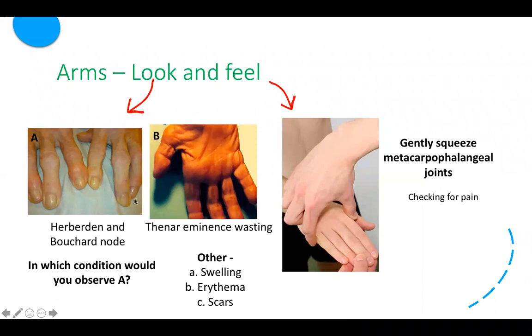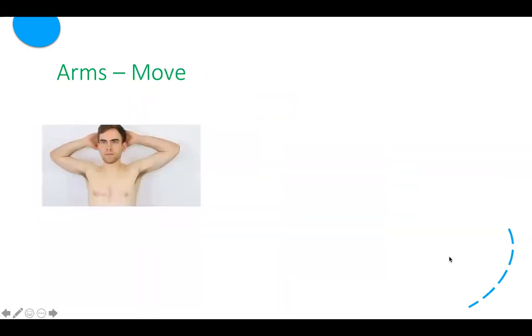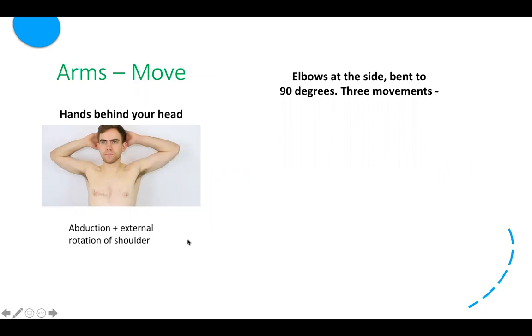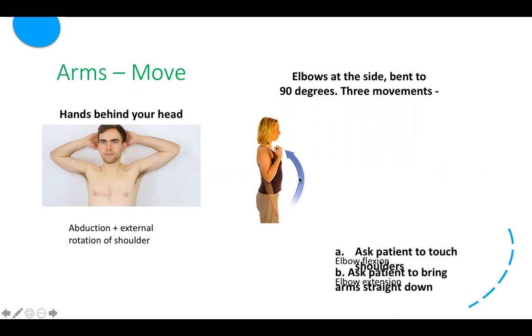And in the second picture, this appearance is also sometimes referred to as an A-band, and that might make it easier to remember it. Okay, moving on to movements. The first thing you ask the patient to do is, can you please place your hands behind your head? And with this, you're trying to assess the abduction and external rotation of shoulder. Then you want to ask the patient to keep the elbow at the side bent to 90 degrees. So you want to start with a neutral position where the elbow would be here.